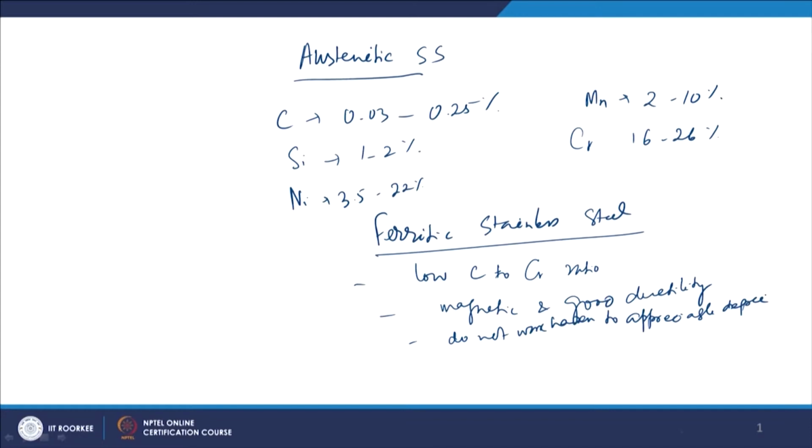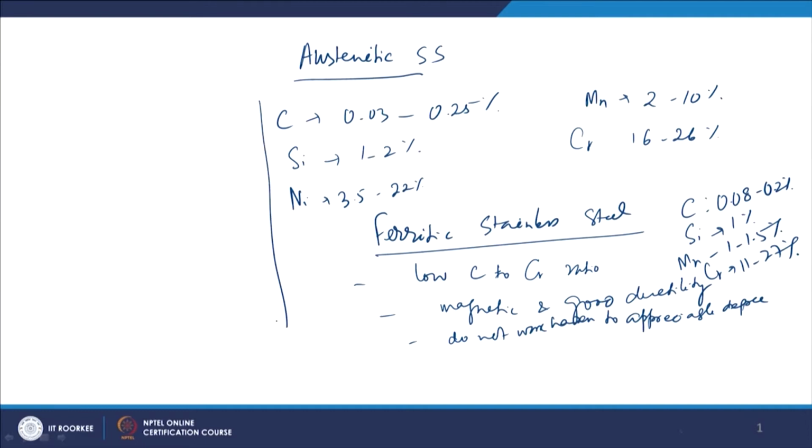Normally, if you come to the composition of the ferritic stainless steel, you have carbon as 0.08 to 0.2%, then silicon as 1%, manganese as 1 to 1.5%, and chromium is about 11 to 27%. So, if you look at it, the carbon to chromium ratio is the smaller one in this case, and they are used in the lining for the petroleum industries. It is used in the heating elements for the furnaces. So, that way you have its use in different areas.